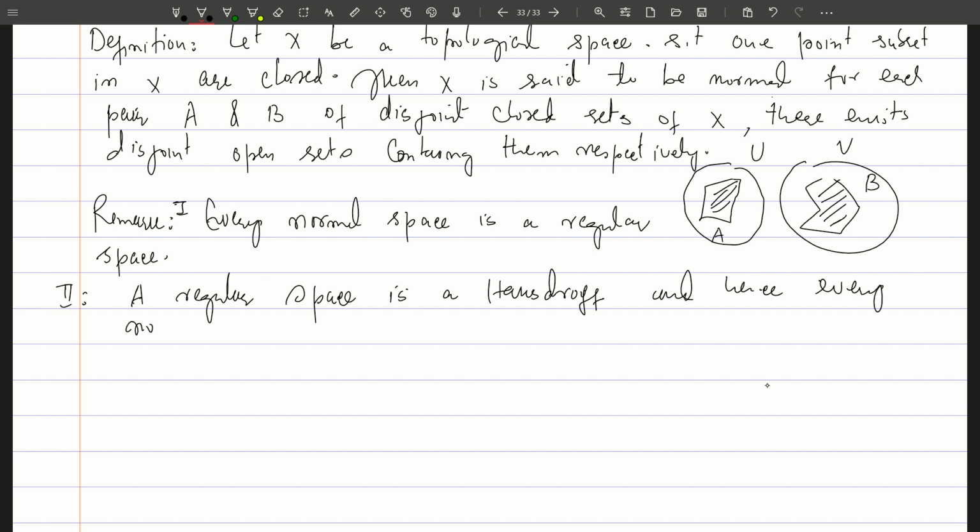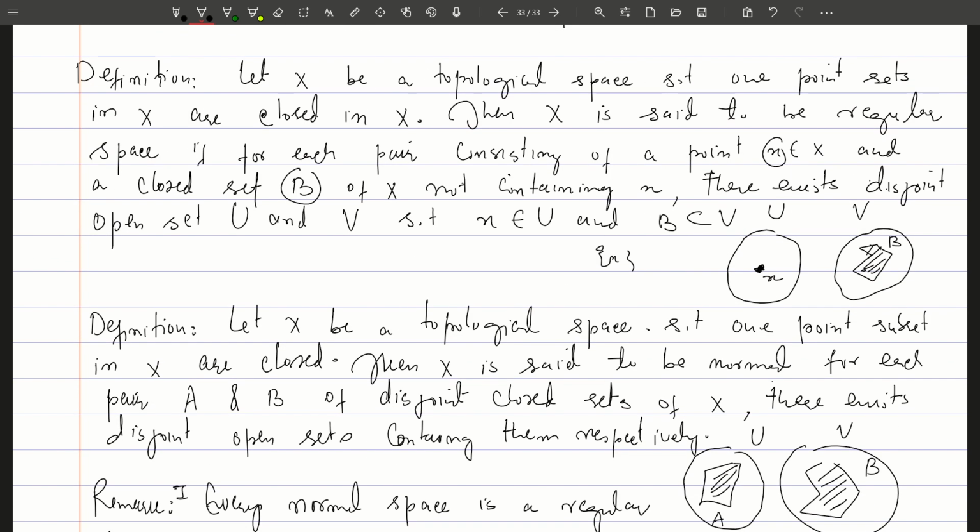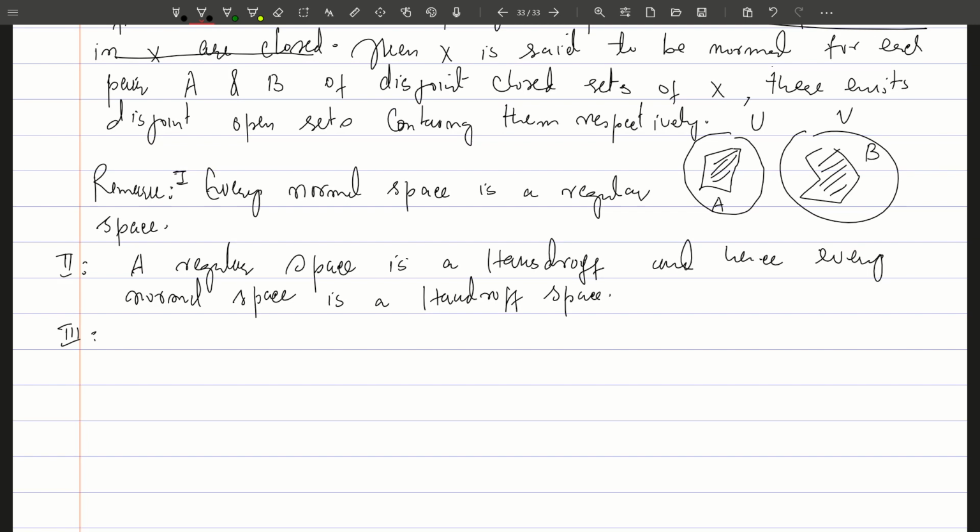Every normal space is a Hausdorff space. And finally, we have the third remark, which is about this condition, that one point sets in X are closed, so we are assuming this in both definitions. So why do we need these conditions in the first place? Let us clarify this here in remark third.